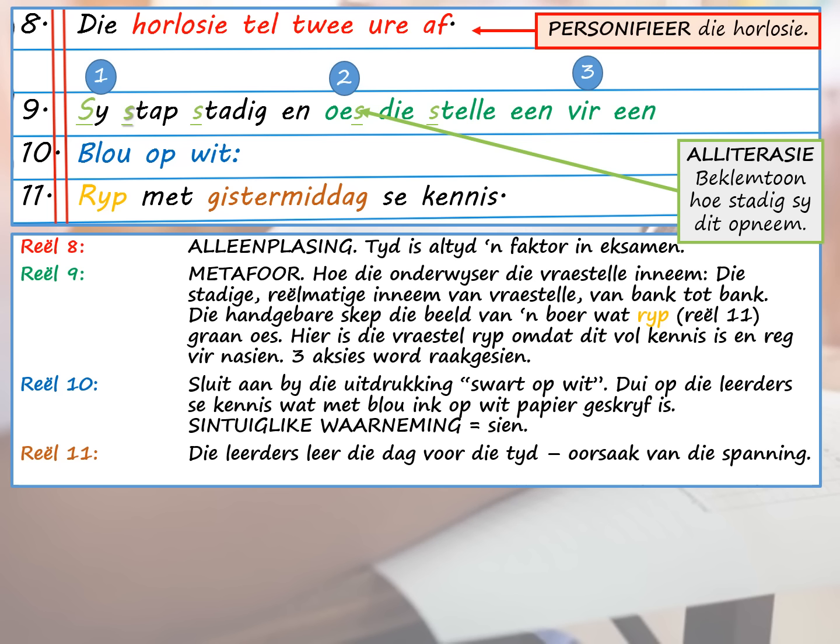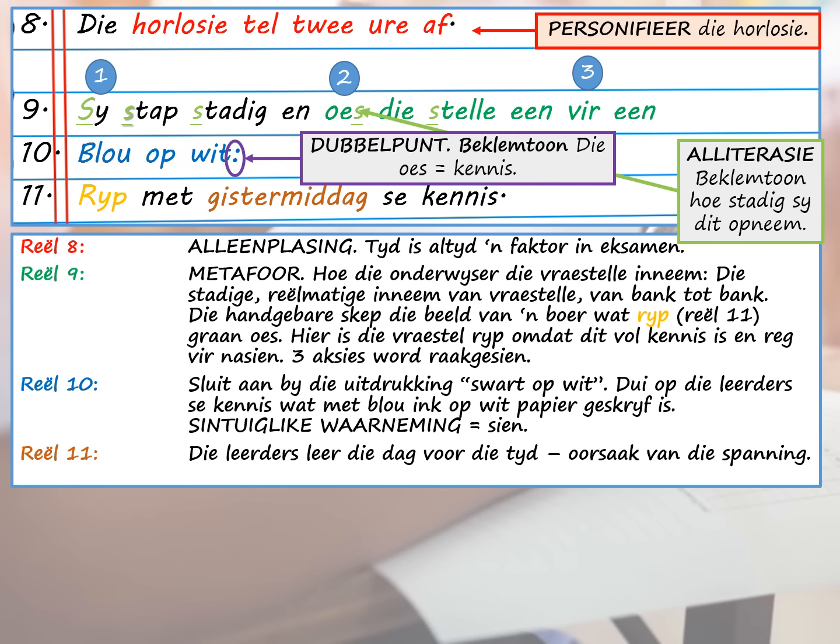Line 11 talks about yesterday's knowledge. So possibly these learners who were so stressed and looking at the clock counting down the hours and shaking their hands and writing messy handwriting and incoherent facts or ideas, probably only studied the day before, because these papers aren't ripe with knowledge, they're ripe with yesterday's knowledge. So it shows you that they did not spend enough time studying.